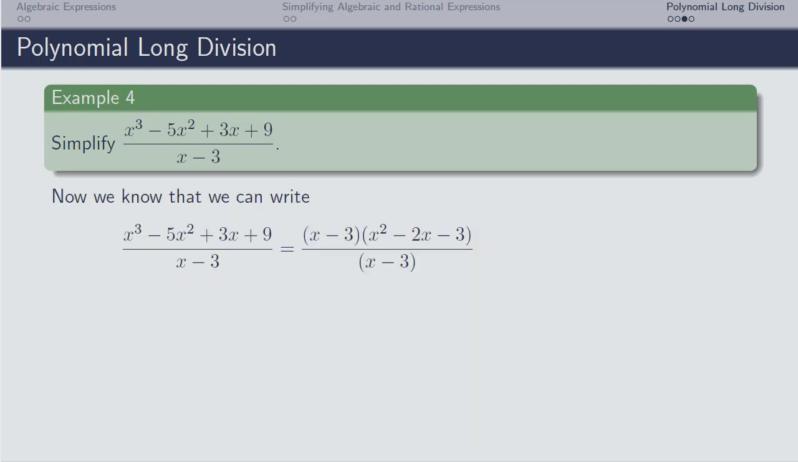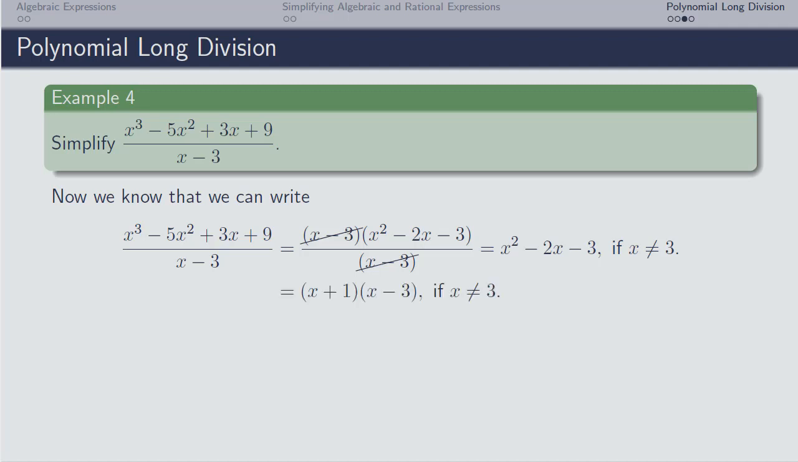What that means is I can factor the top, x cubed minus 5x squared plus 3x plus 9. That is equal to x minus 3 times x squared minus 2x minus 3. And I can simplify that, right? X minus 3 divided by x minus 3 is 1. So I'm left with x squared minus 2x minus 3, as long as x is not 3. If x was 3, my original expression was undefined.